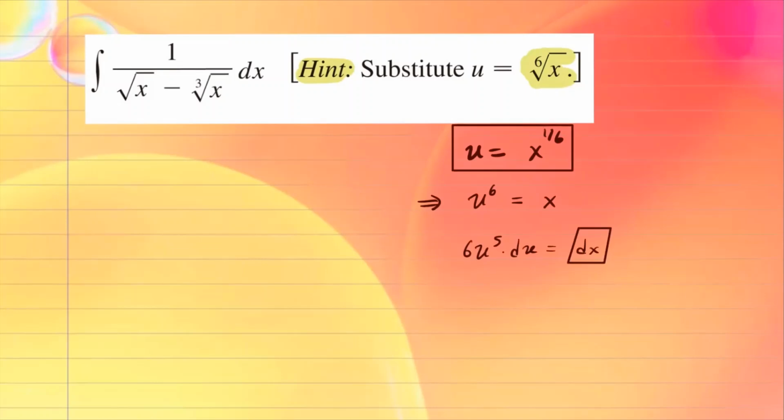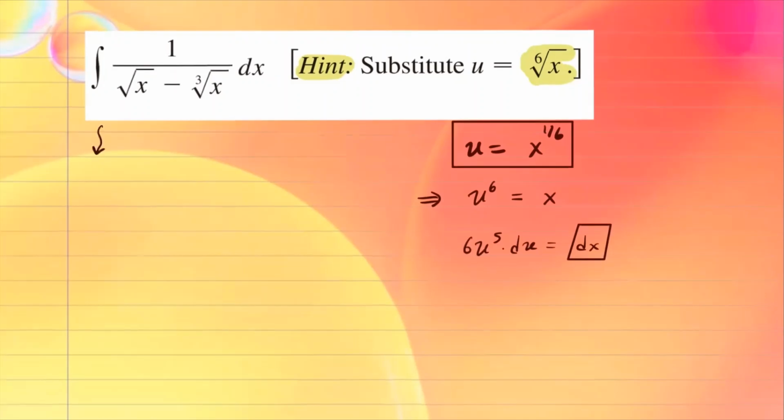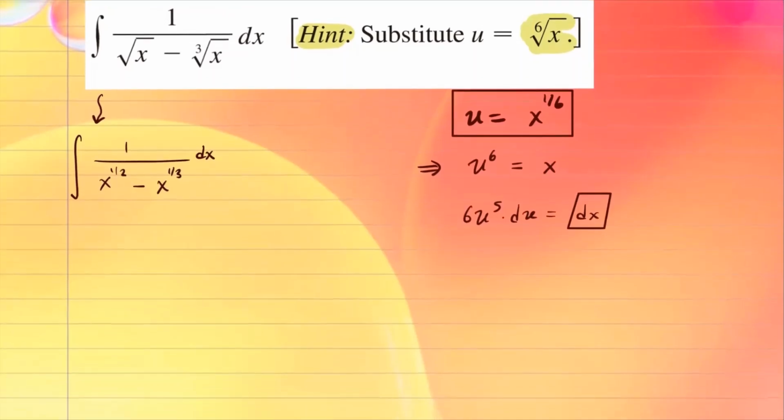We're going to come back to our integral and rewrite this. So we have the integral. Now before I do any sort of factoring, I'm going to rewrite the exponents. So 1 over the square root of x can be written as x to the power of 1/2, minus the cube root of x, which can be written as x to the power of 1/3. Now you can use some algebraic technique to simplify or rewrite this a little bit further. What we're going to do is take out the greatest common factor from the denominator, in other words, the GCF.